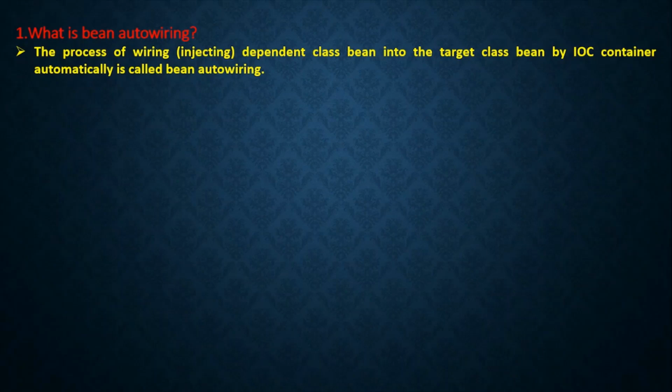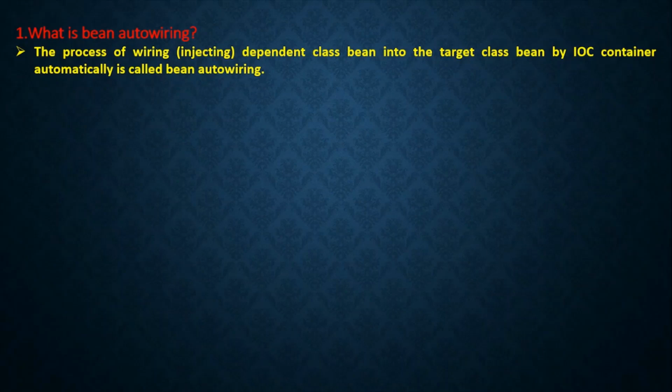We will let the IOC container find what needs to be done and how the injection will happen. That is the job of the IOC container. What we will do is only provide how it is going to be autowired. That configuration we need to specify somewhere, like in the application context. That wiring of the beans is called bean autowiring. Okay, automatically that will be detected by the IOC container.